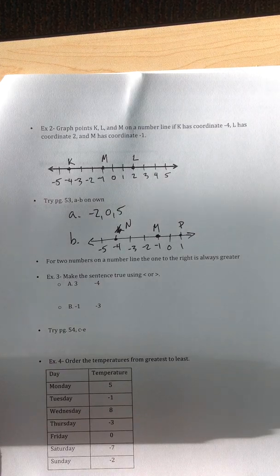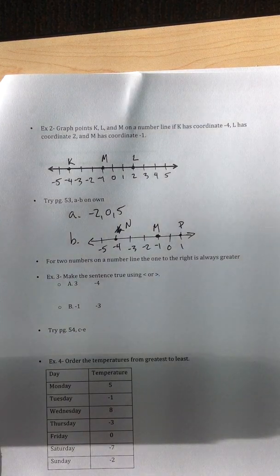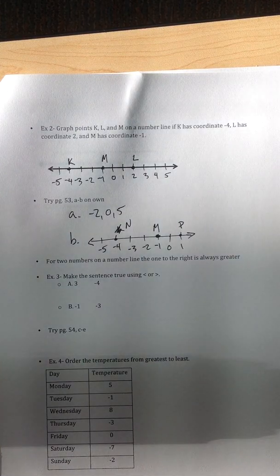Okay, so next thing here. For two numbers on a number line, the one to the right is always greater. We talked about that a little bit before. Bigger numbers are on the right, smaller numbers are on the left. Now they want us to make the sentence true using a greater than sign or a less than sign. With these, you always want to eat towards the bigger one.